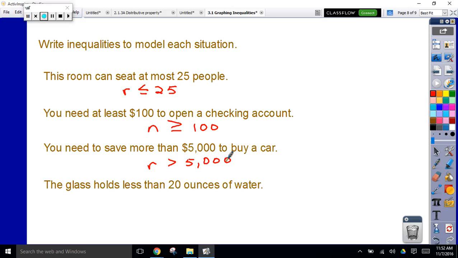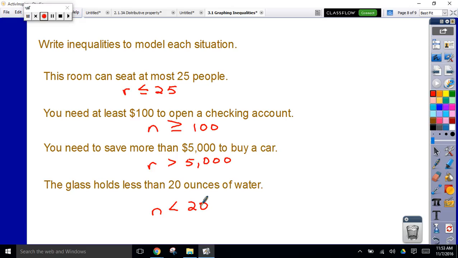Madison, how about the next one? N is less than 20. Okay, and let's check that to see if that works. So let's pick a number that's less than 20. Could the glass hold 10 ounces of water? Could it hold exactly 20 ounces? No, it's probably like one of those, you know how sometimes you can fill them and it's almost over the top. Could it hold 30 ounces of water? Okay, good, so you made the right choice there also.